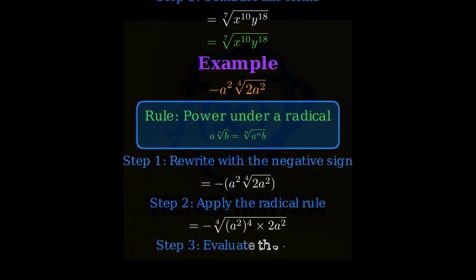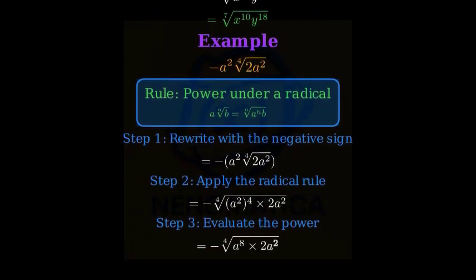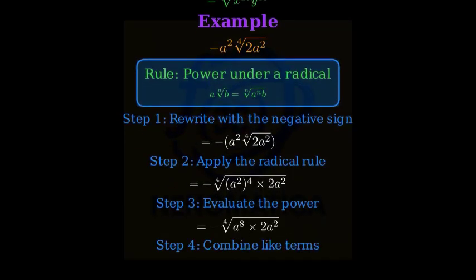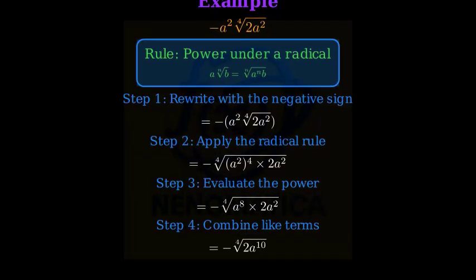Let's evaluate the power inside the radical. A squared to the fourth power is a to the eighth. Next, let's combine like terms inside the radical. We have a to the eighth times a squared, which gives us a to the 10th. And we still have the factor of 2.